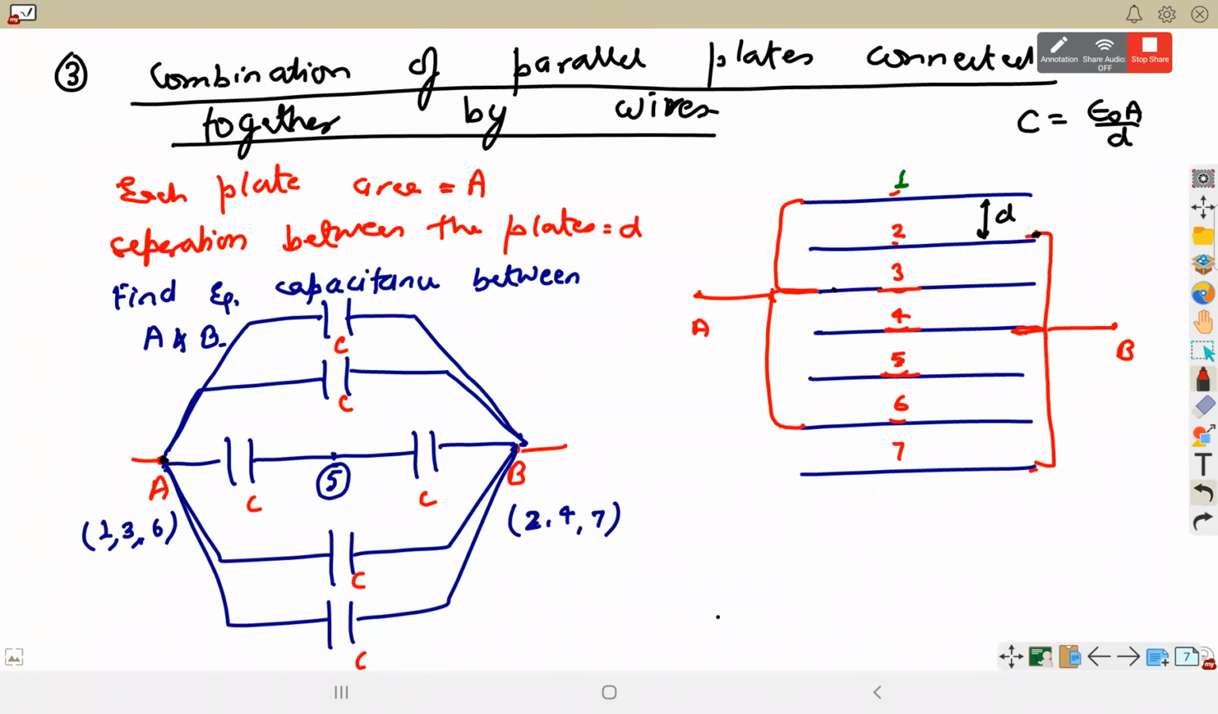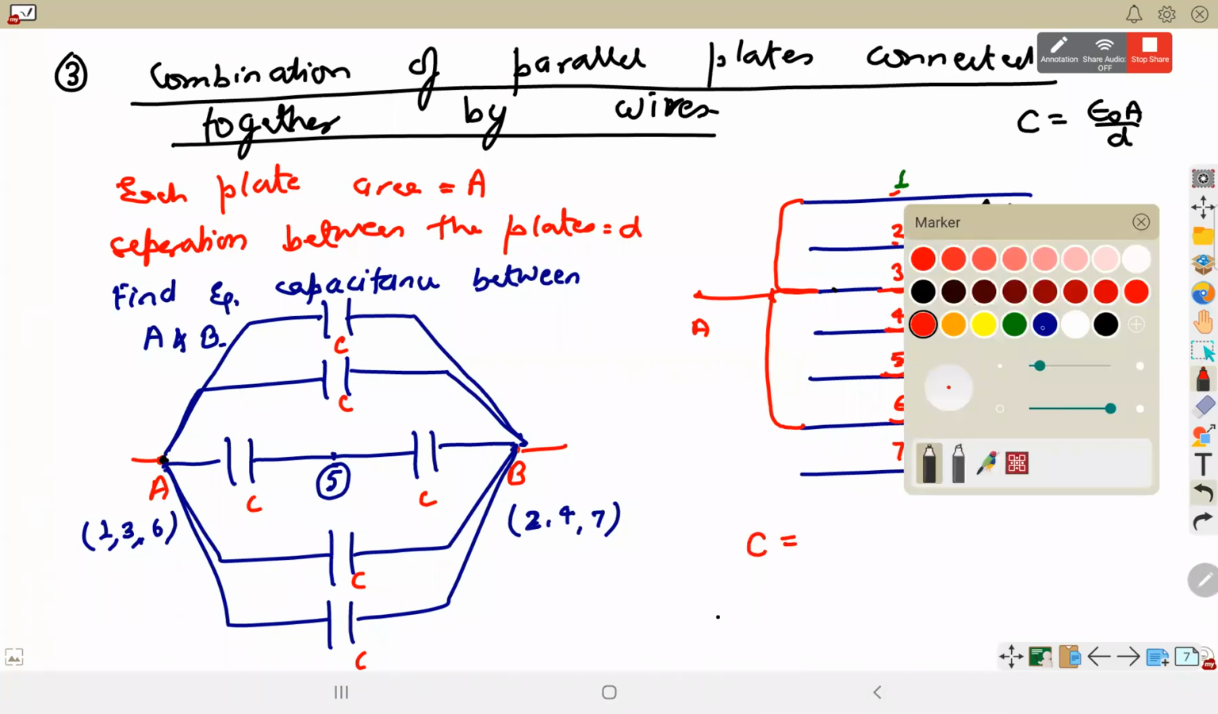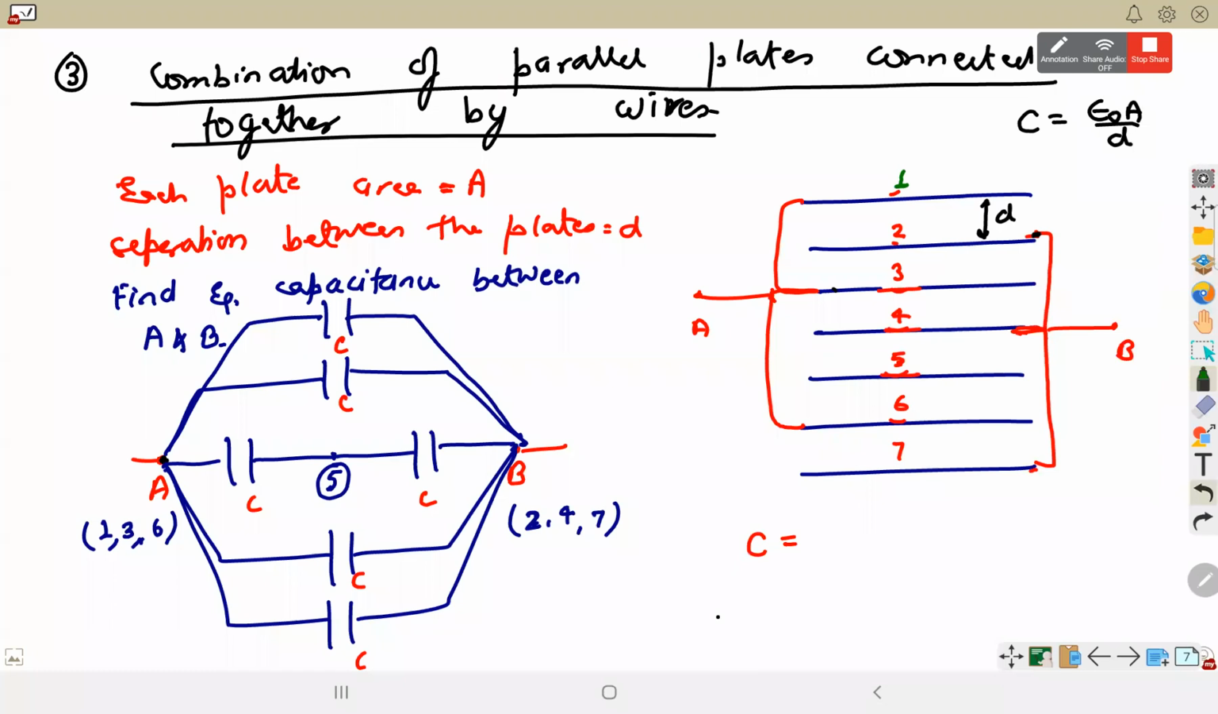9 epsilon naught A by... All the plates which are connected together, उनको हम एक साथ रखेंगे ग्रुप करके. So plate A is the group of 1, 3 and 6. B is connected to 2, 4 and 7, and 5 was not connected to anywhere. 5 को हमने बीच में ले लिया, separate point.